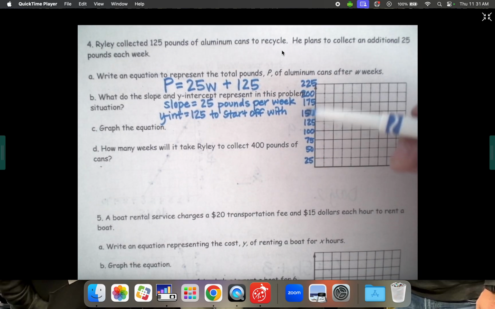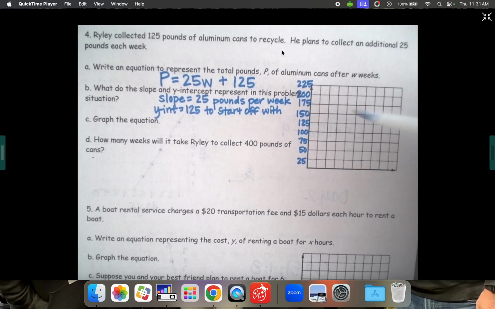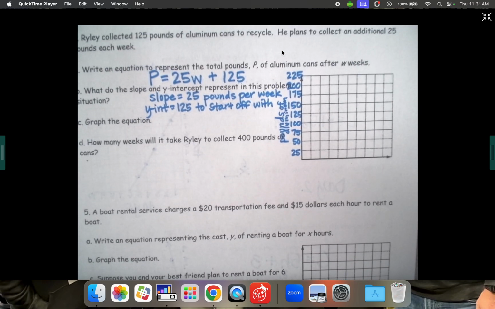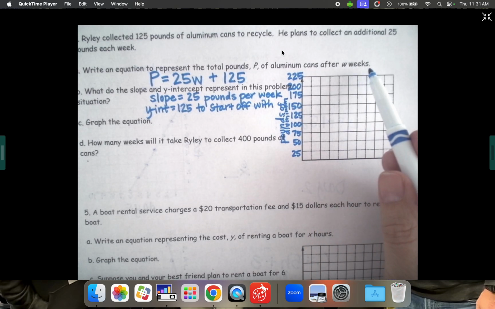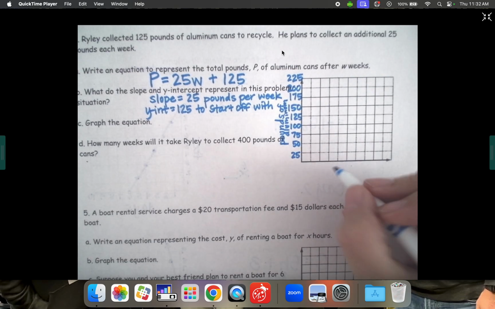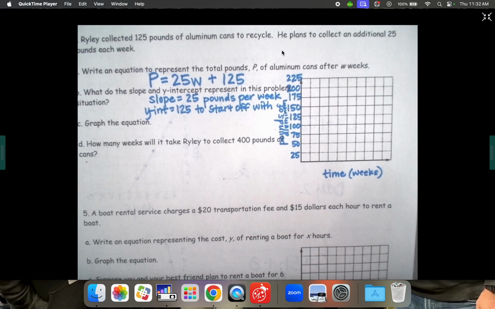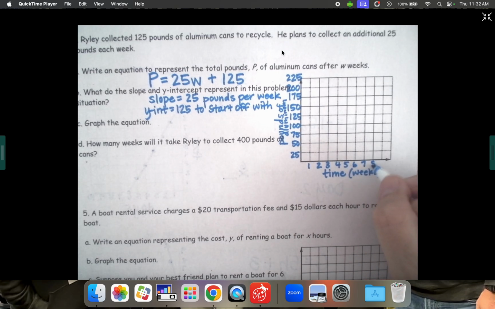Okay, and again, this is going to be the pounds of, is it pounds? Yes, total pounds of aluminum. Hope I spelled that right. Then across the bottom, that is how many weeks. Anytime you have time in math, time is on the x-axis. So this time happens to be in weeks. We're not going to count by 25 weeks. We're going to count by 1 week, 2 weeks, 3, 4 weeks, and so on.